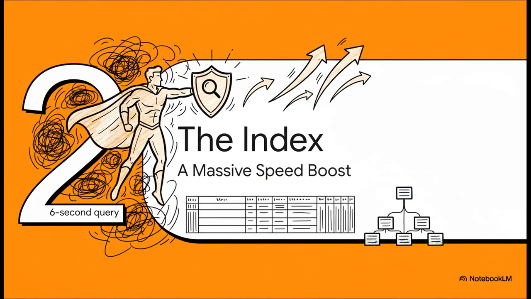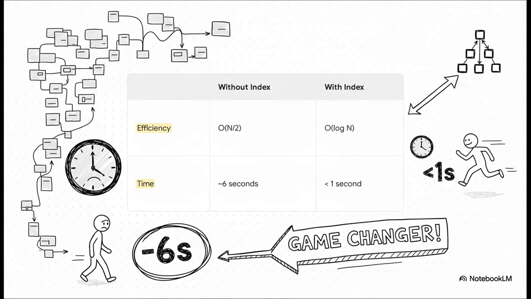So, how do we fix this? How do we bring some order to this chaos and solve our 6-second query problem? Well, enter the hero of our story, the database index. This is the tool that was literally designed to solve this exact problem and give our app a massive, massive speed boost. And I mean, just look at the difference.